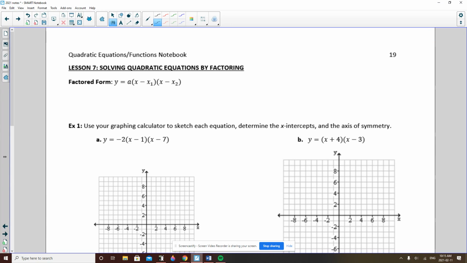What's up, 20-1? Lesson 7 here, so page 19 in the note pack if you're following along. We're going to look at solving quadratic equations by factoring.